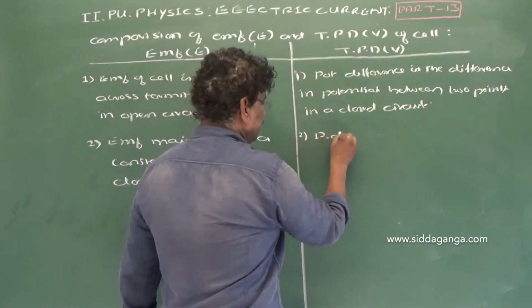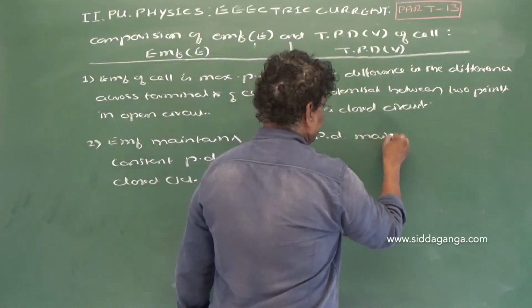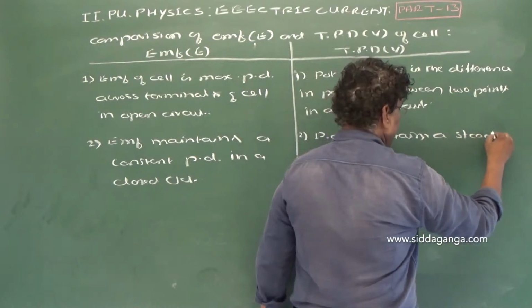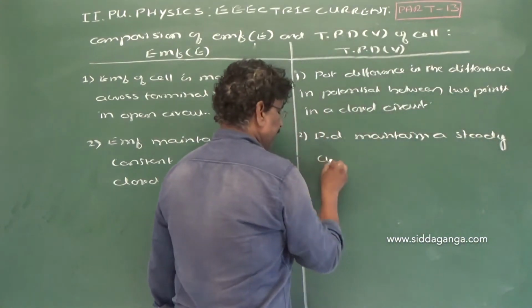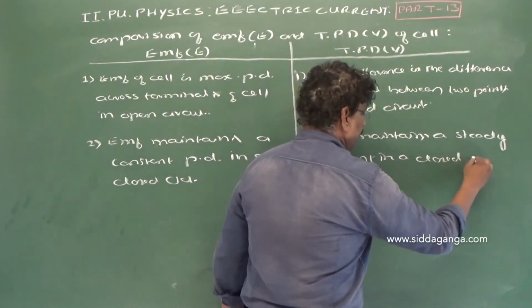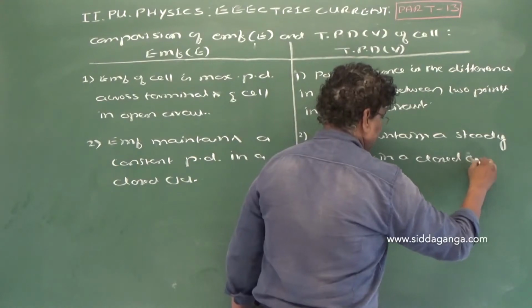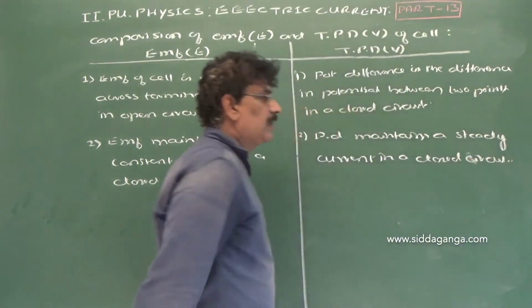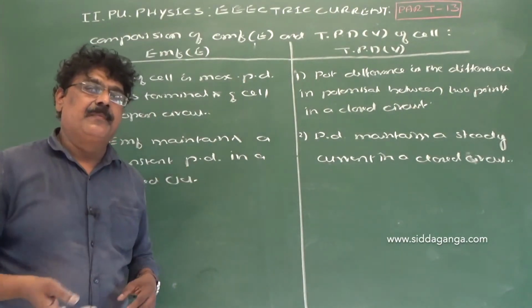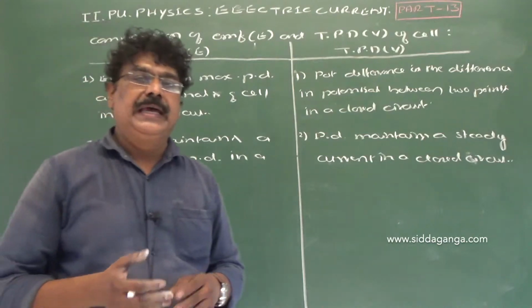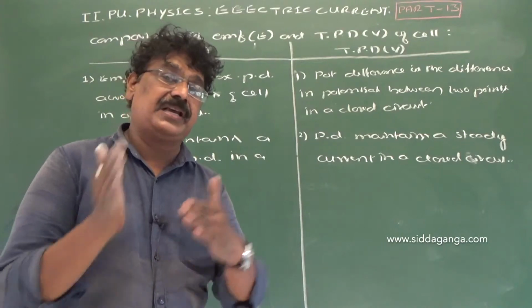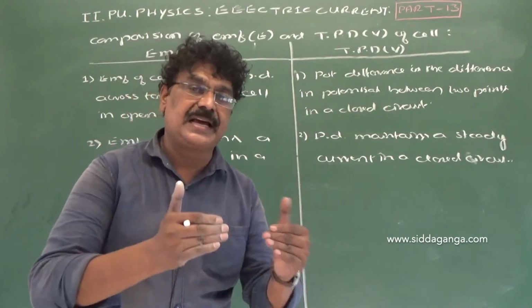Now, potential difference maintains a steady current in a closed circuit. So, the function of EMF is to provide potential difference to a closed circuit, and the function of potential difference is to maintain a steady current in the circuit.